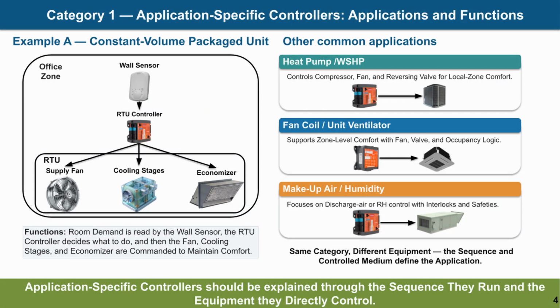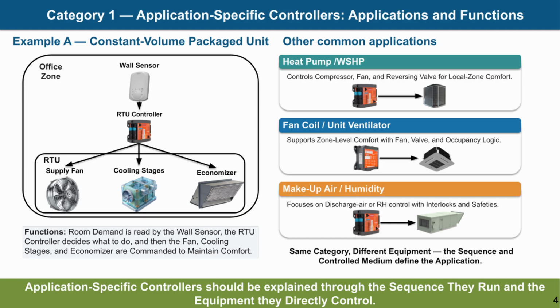This slide shows how application-specific controllers should be explained in practical terms. On the left, the constant volume packaged unit is the main example. The wall sensor reads the room demand, the RTU controller interprets that demand, and the controller then commands the supply fan, cooling stages, and economizer as required to maintain comfort. This is a simple and strong example because the control path is easy to visualize.